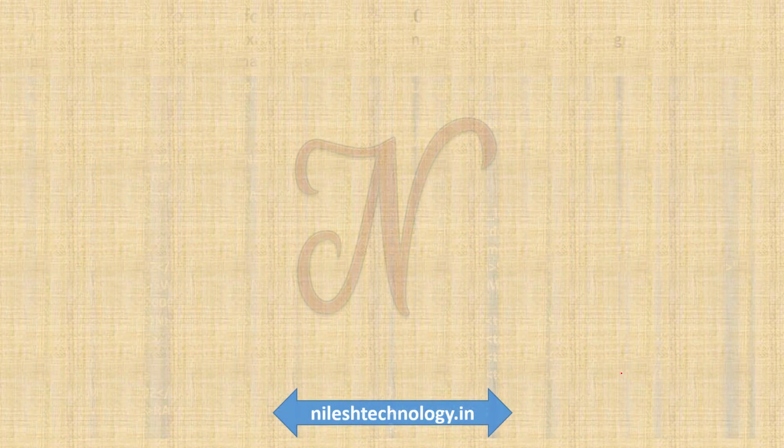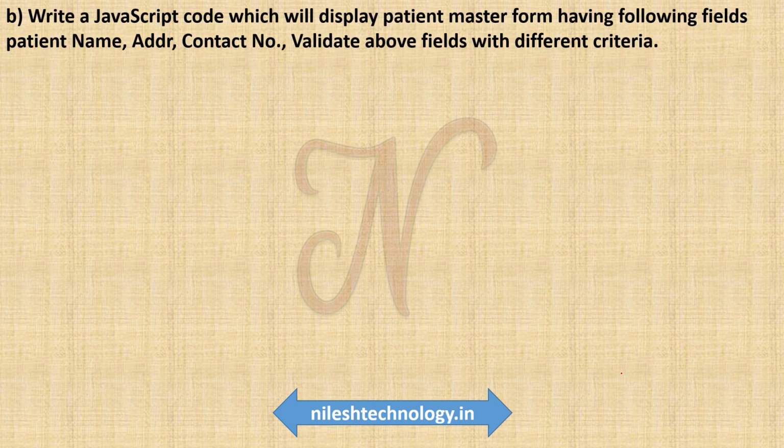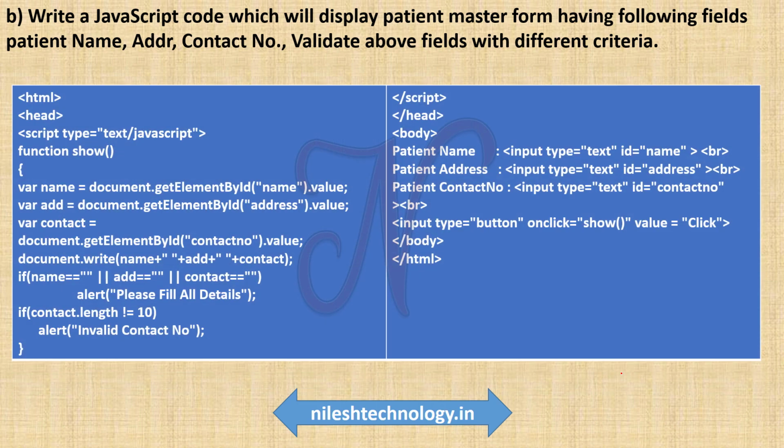The second question is: write a JavaScript code which will display the patient master form having the following fields: patient name, address, contact number. Validate these fields with different criteria. See here, this is the program in JavaScript. Here we define one script function, show. In the body we pass the patient name, address and contact number. Here we set the text and the ID. And the button, if you press it, calls the show function.